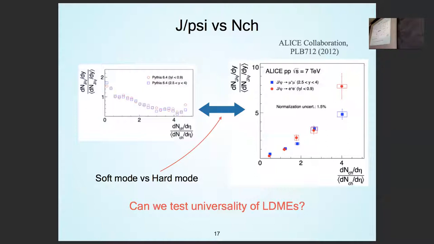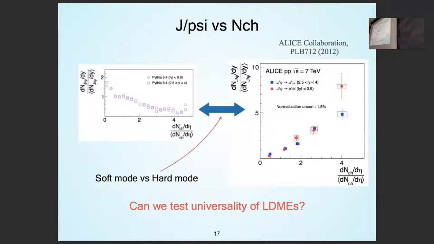So this is the yield of J/psi as a function of charged multiplicity, normalized to minimum bias. So these are mainly high multiplicity events with a high number of J/psi. Yeah, so this is a result by this year, version 6.4. Probably this is a hard scattering.